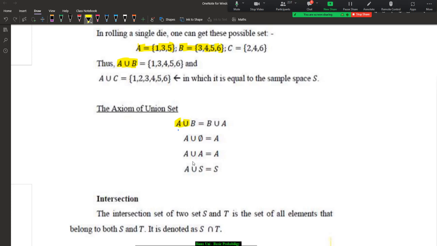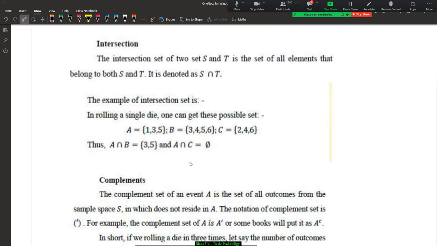A union B is also equal to B union A. So this is the most common part. There is no difference between A union B and B union A. So another one is intersection.